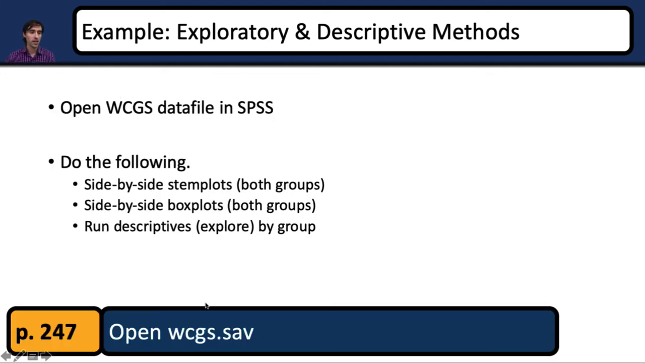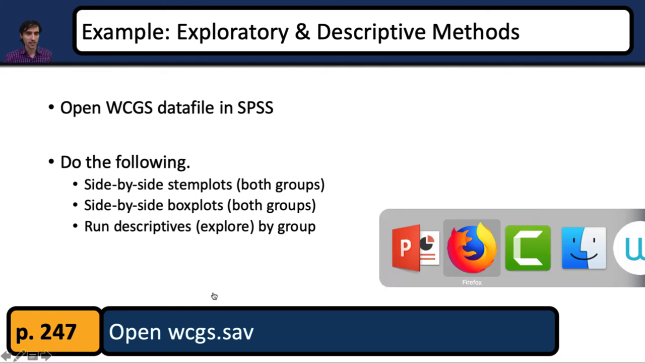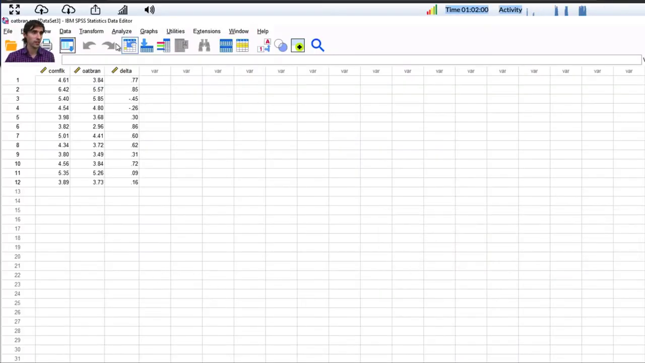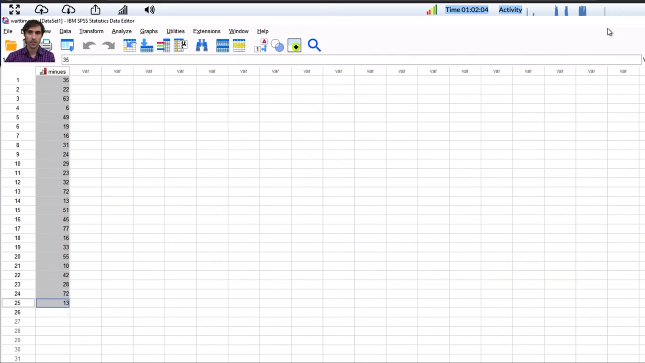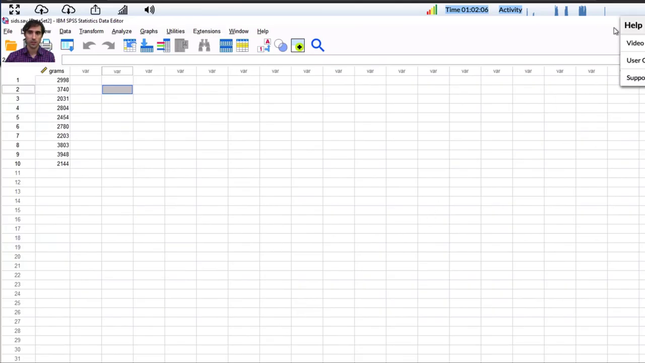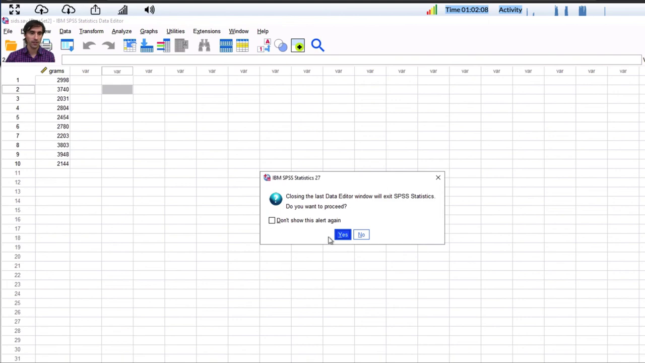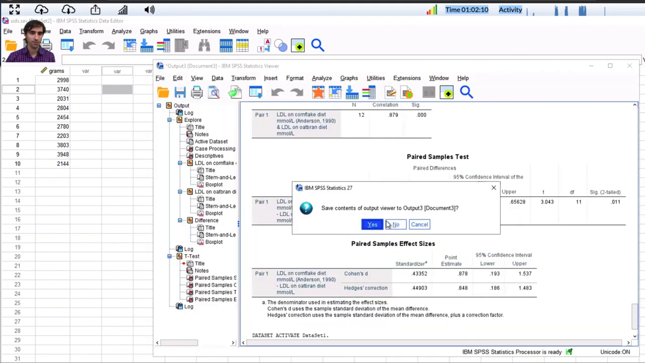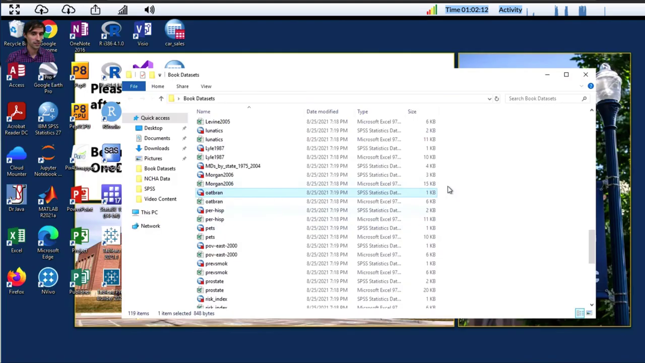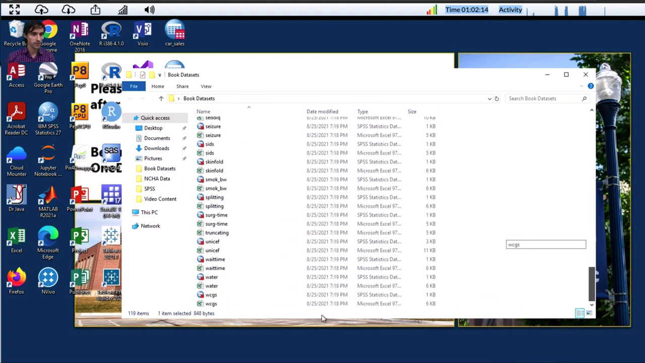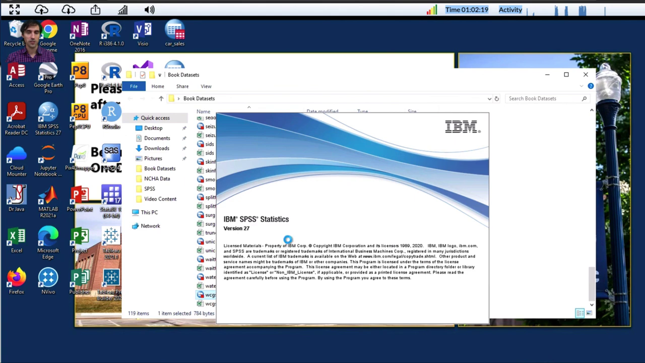So we're looking up WCGS. Sounds like a radio station. Okay, so I'm going to exit out of this old one. I'm going to exit out of that one. Yeah, I want to proceed. Okay, WSGS. Stands for what could go south.